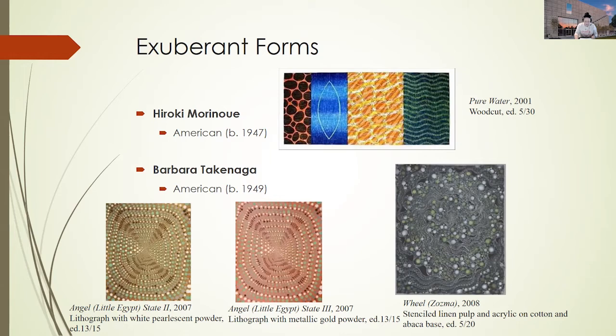And the one on the right, I think we're really going to be impressed with this when it comes, because this is stenciled linen pulp and acrylic on cotton and abaca base. She does these very detailed and repetitive patterns, but they're also progressing and swirling. And a lot of her work is seen as this state of the world on a molecular level, or even like a vision of the universe from way far out.